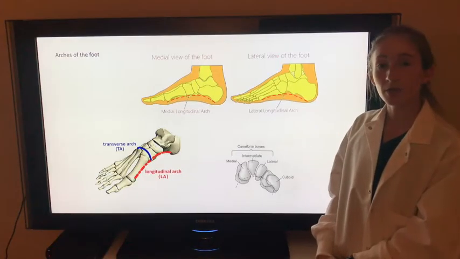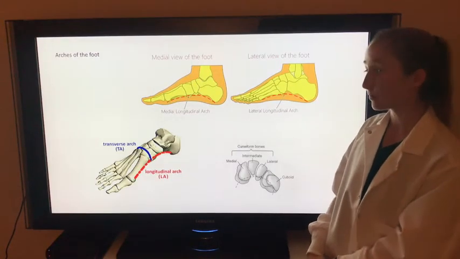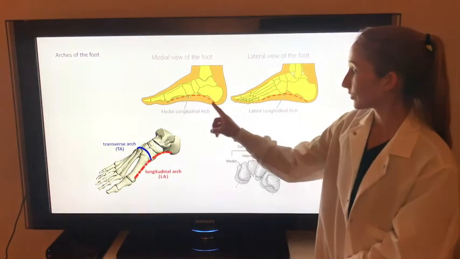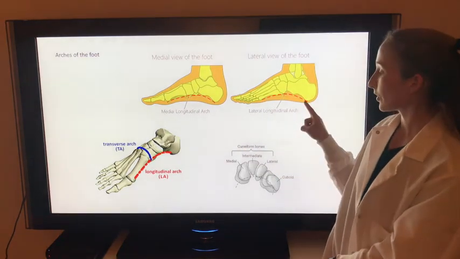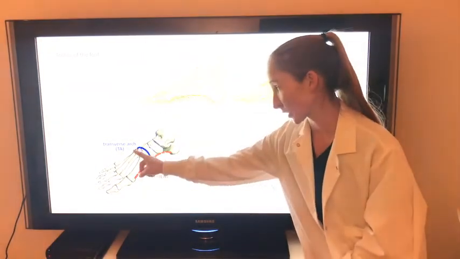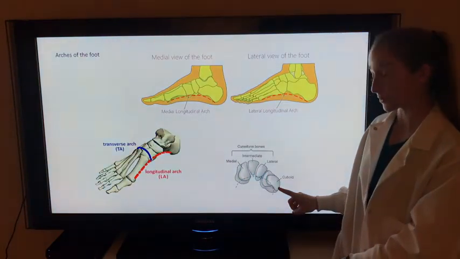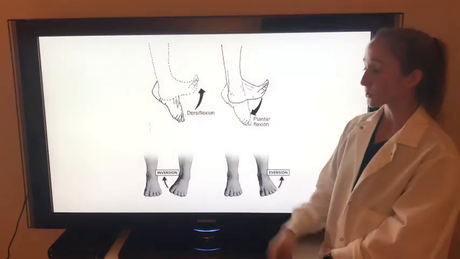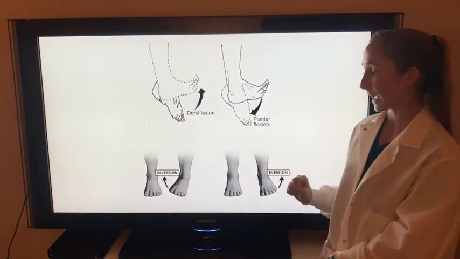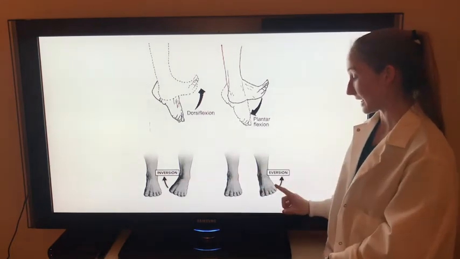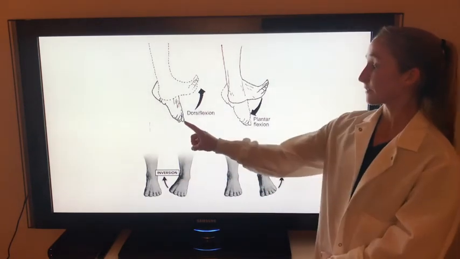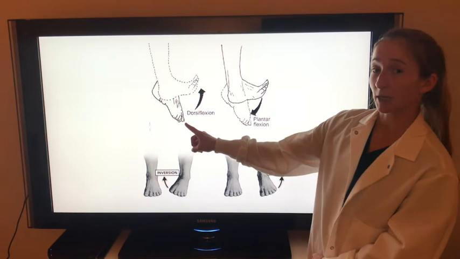The arches of the foot allow for weight-bearing capabilities and foot movement. There's a medial longitudinal arch and a lateral longitudinal arch, and then a transverse arch over the cuneiform and cuboid tarsal bones. There can be dorsiflexion and plantar flexion at the ankle, as well as inversion and eversion of the foot. Dorsiflexion is limited by the posterior joint capsule.